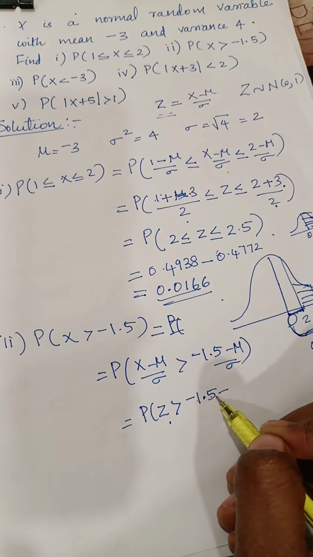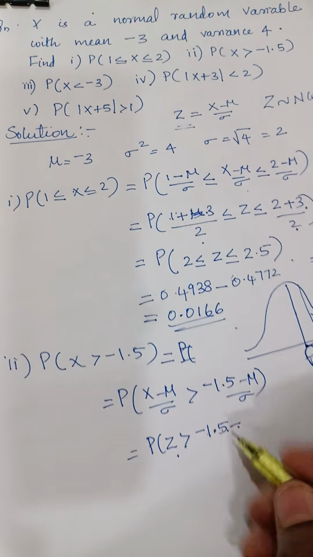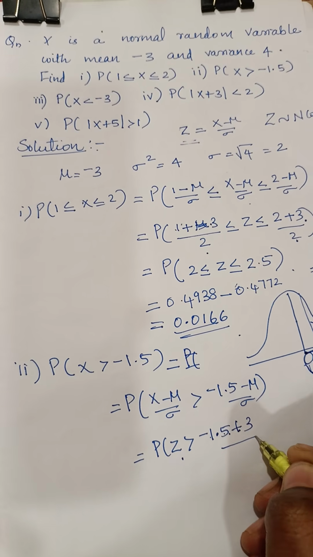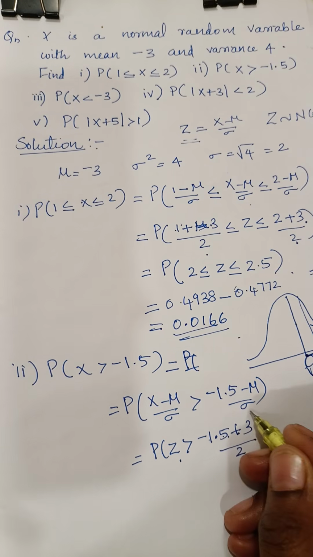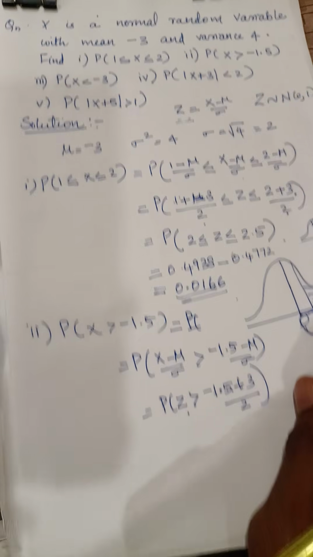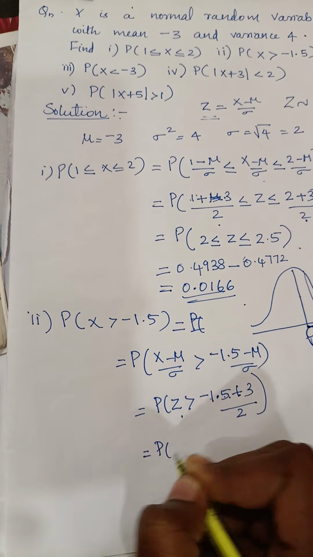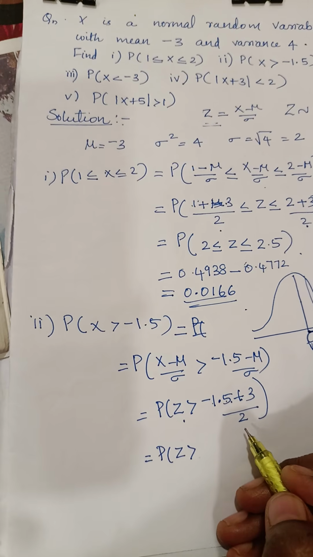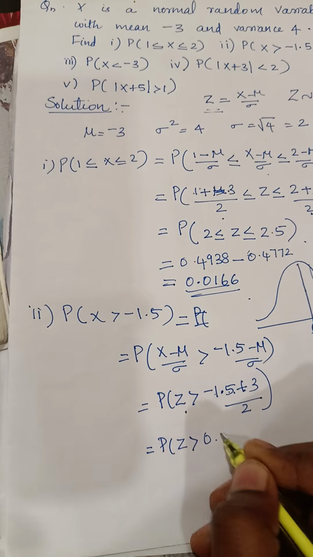Minus 1.5 minus, what is our mu? Mu is minus 3. So this will become plus 3 divided by, what is sigma? Sigma is 2. Now what is minus 1.5 plus 3, which is positive 1.5. So which is equal to probability of z greater than 1.5 by 2. 1.5 by 2 is 0.75.